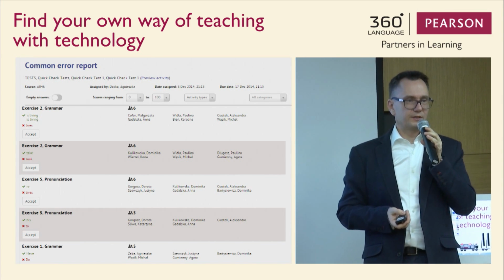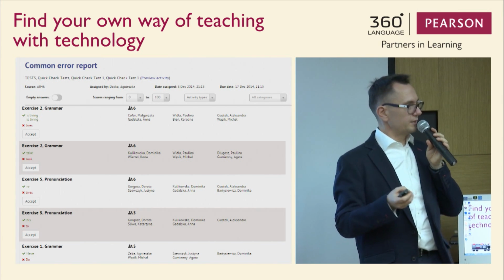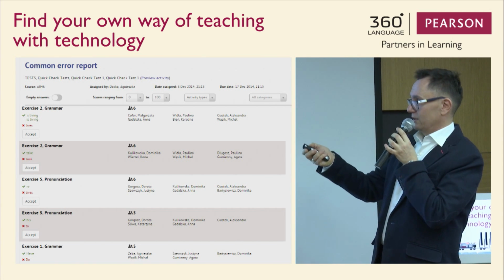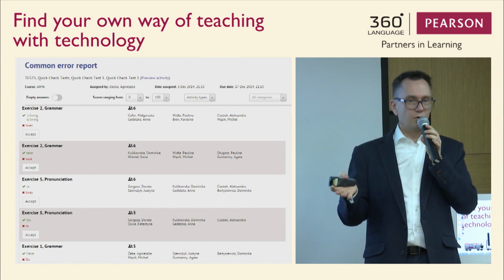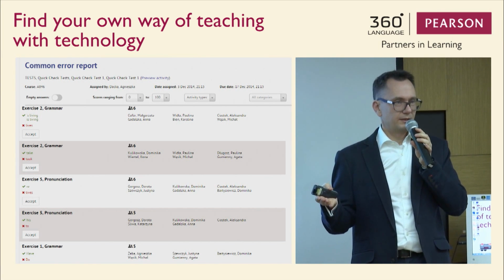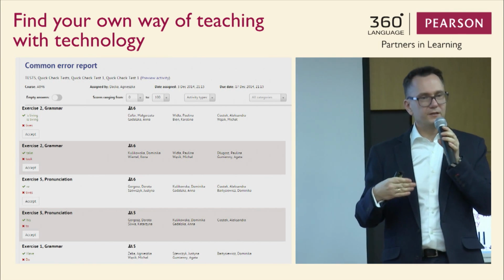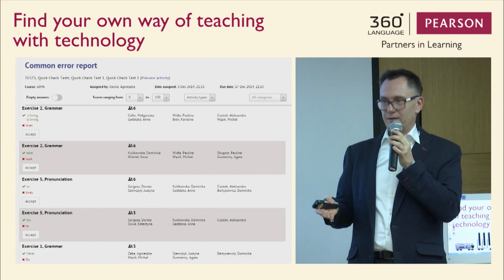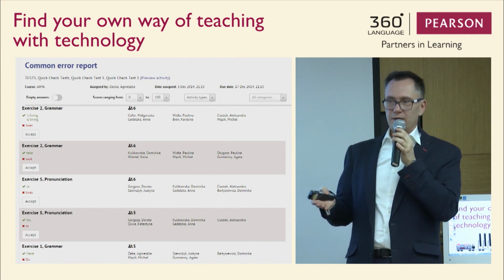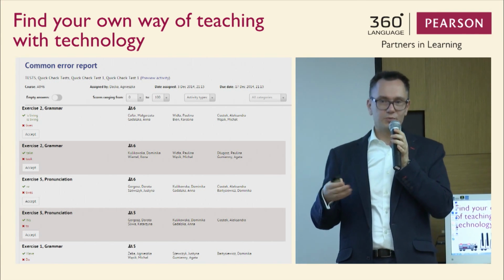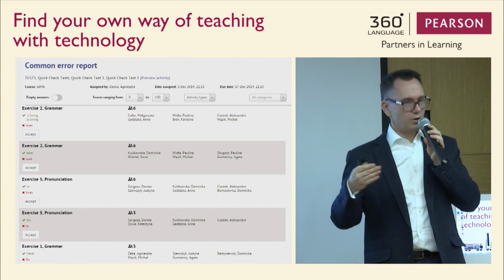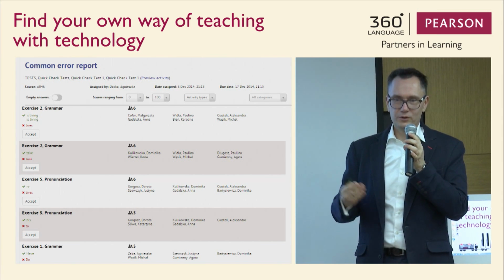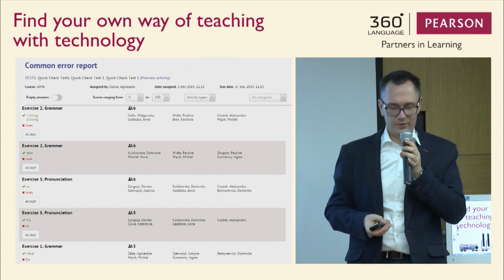Another interesting thing that you can see in the Common Error report is the list of names. So you have precise information about who is having what problems. This can inform your teaching. In fact, you will be much better prepared for the following lesson, because you know what your students' pain points are, what is biting them.